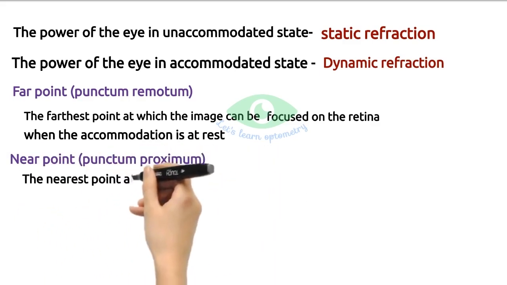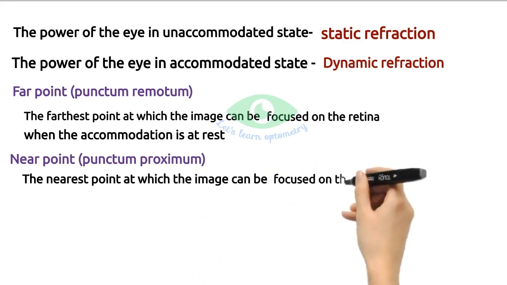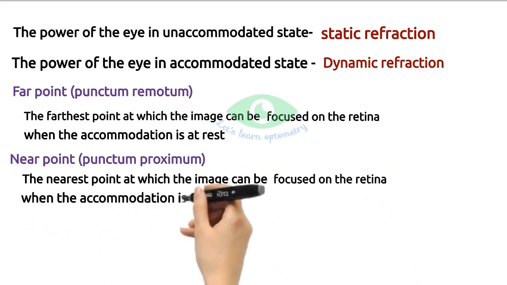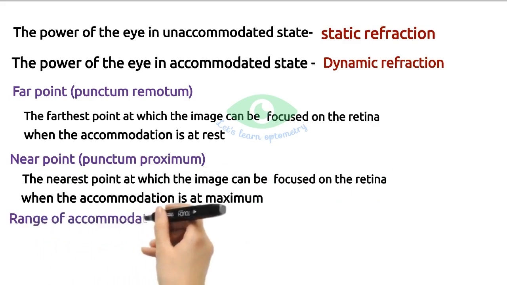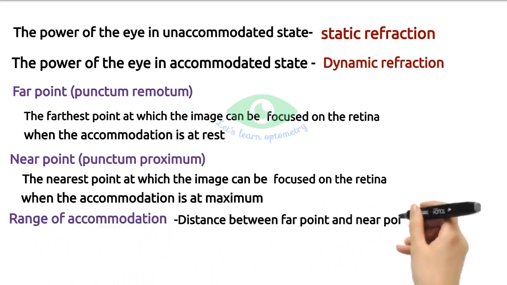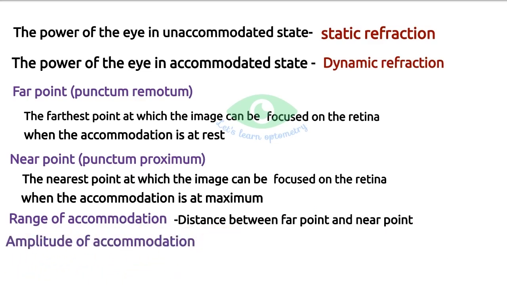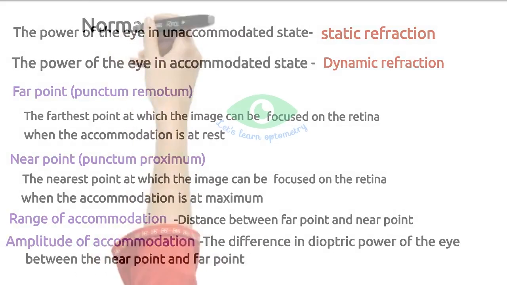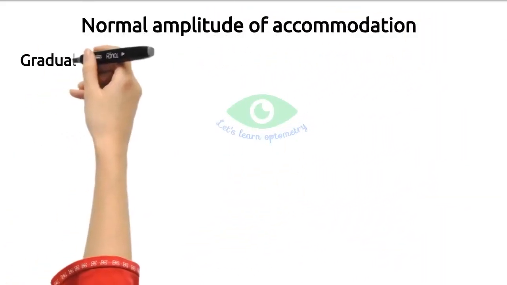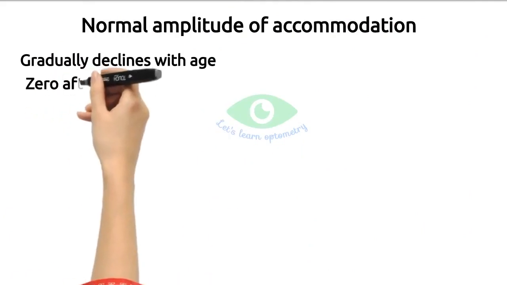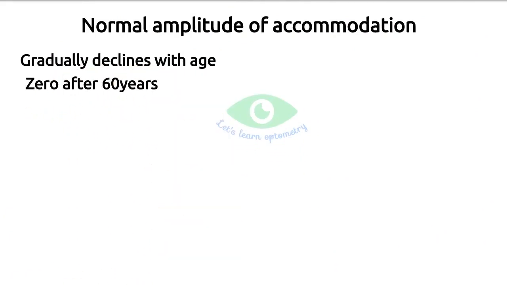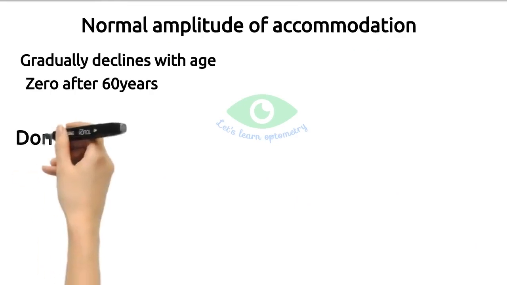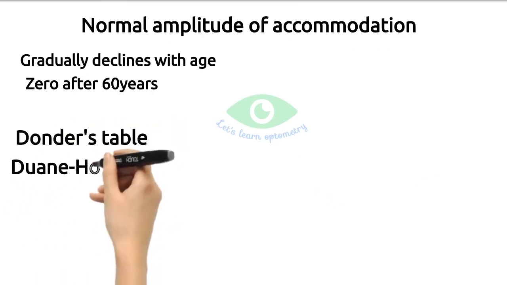Near point, otherwise called punctum proximum. It is the closest point at which the images can be focused on the retina when the accommodation is at maximum. Range of accommodation. It is the distance between the far point and the near point. Amplitude of accommodation. It is the difference in refractive power of the eye between the near point and the far point. The amplitude of accommodation gradually declines with age and becomes zero after 60 years of age. The normal amplitude of accommodation for a particular age can be calculated from the Donders table and Duane-Hofstadter formula.